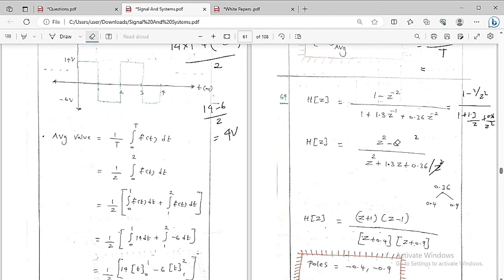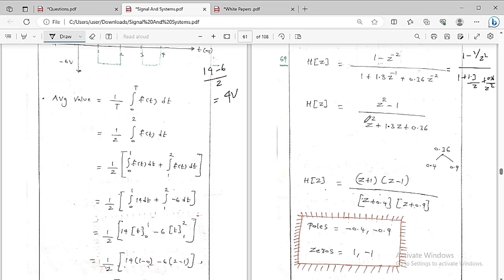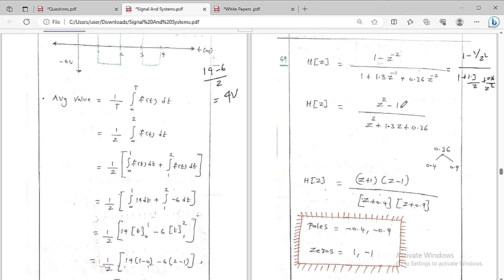So this is what we get after doing the simplification. Now listen carefully. This is the H of z they have given, and what we got is z square minus 1 by z square plus 1.3 z plus 0.36. Z square minus 1 means z square minus 1 square, which is nothing but a square minus b square, equal to a plus b into a minus b. So z plus 1 into z minus 1 in the numerator.